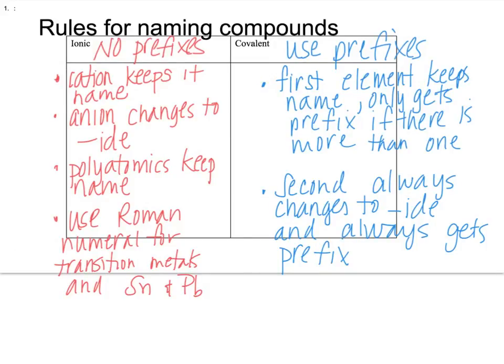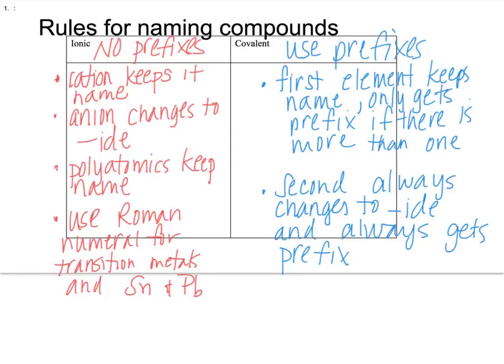Now rules for naming the compounds. So again, we're going to start with ionic. For ionic compounds, remember no prefixes. If it starts with a metal or that pesky little NH4 plus, we do not use prefixes. So the cation always keeps its name. The anion, if it's just an anion, changes to -ide. So chlorine would become chloride. Fluorine would become fluoride. The polyatomics keep their name. So if it's sulfate, we just write sulfate. If it's nitrate, we write nitrate. And then we use the Roman numeral if it's a transition metal and if it's tin or lead, because they are not transition metals, but they can have more than one charge.